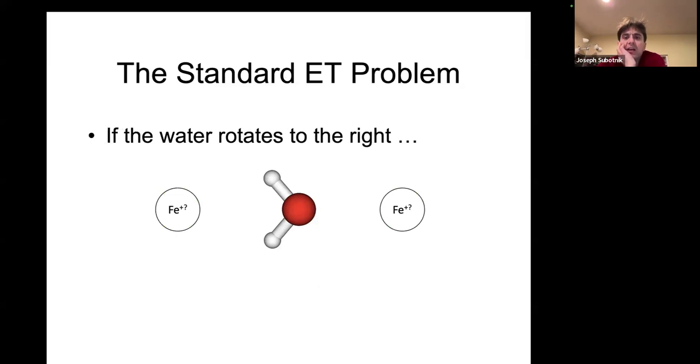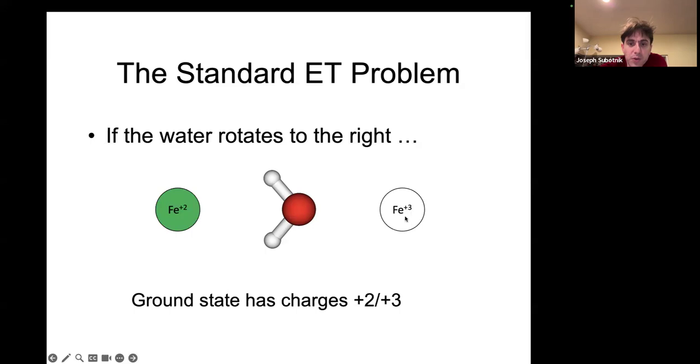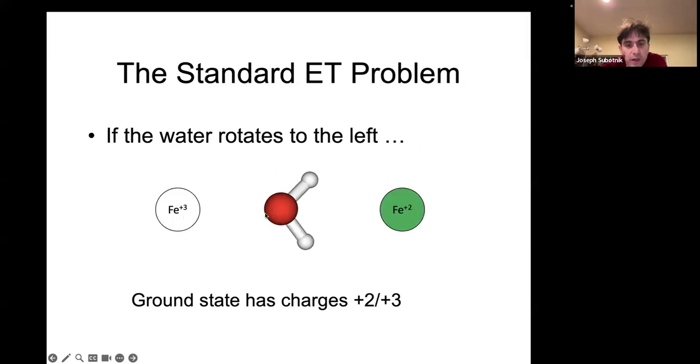However, if that water molecule rotates to the right, then it's pretty clear that you've broken symmetry. And now, in principle, you should have lone pairs on this oxygen, which are looking for a positive charge. And that means that the ground state will have to be a +3 on the right for the iron here and a +2 on the left. And vice versa, if the water shifts this way, then it's clear that you must have lone pairs now on this side of the oxygen, and it'll be an iron +3 on this side and an iron +2 on this side, because the electrons over here are going to want to talk to this plus charge.